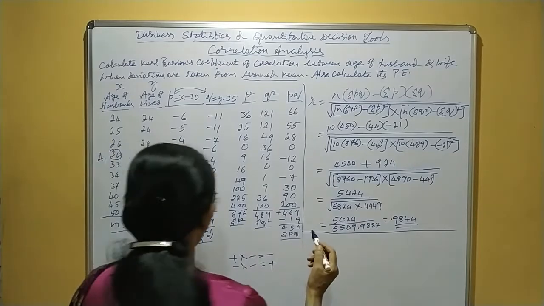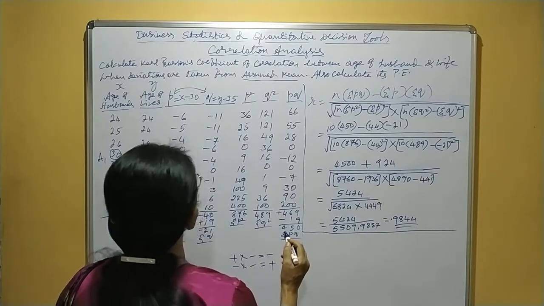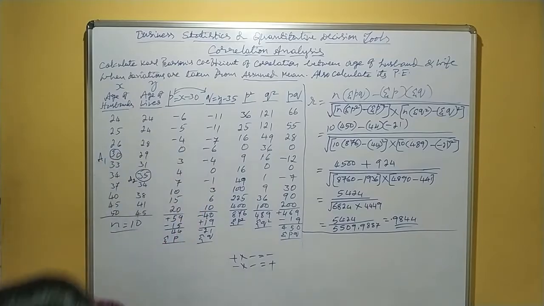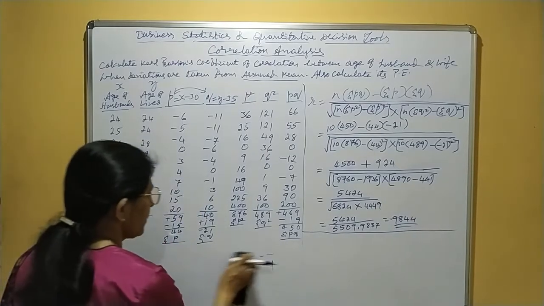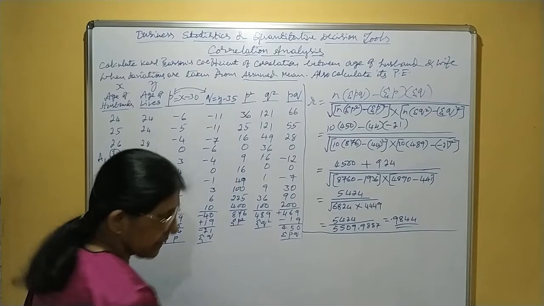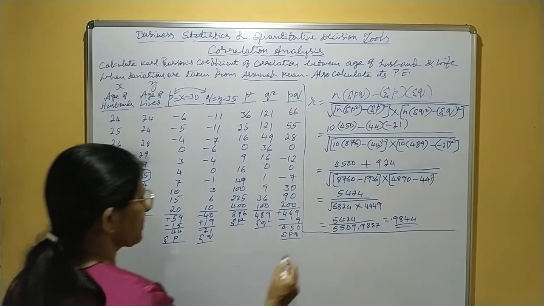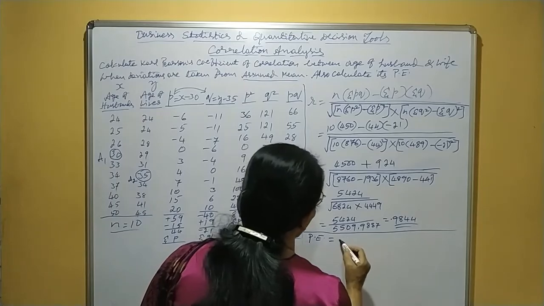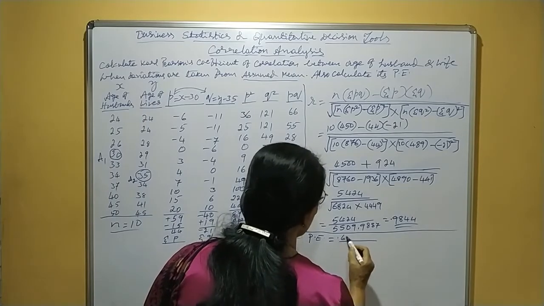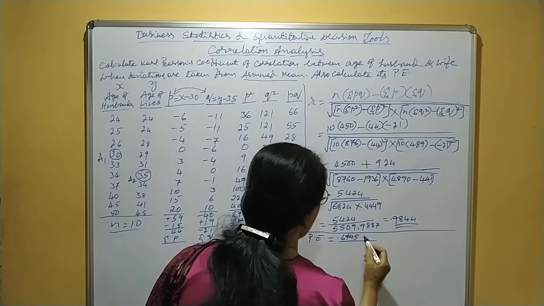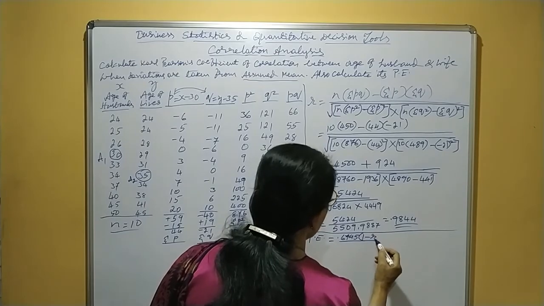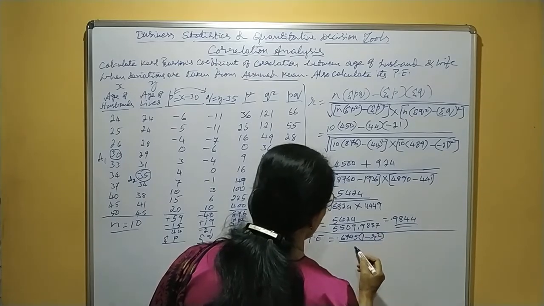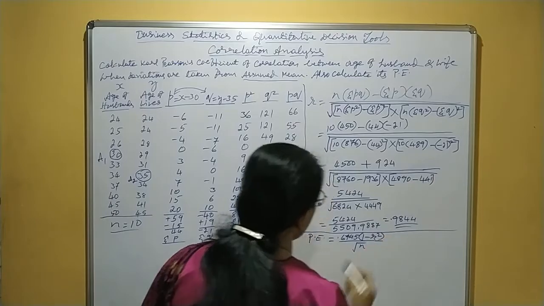Next, you are also asked to find out PE, that is probable error. Here to find out PE, the formula is what? PE equals 0.6745 (you must remember this number) into 1 minus r square divided by square root of n.